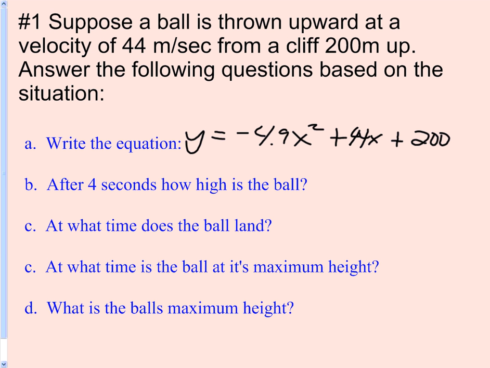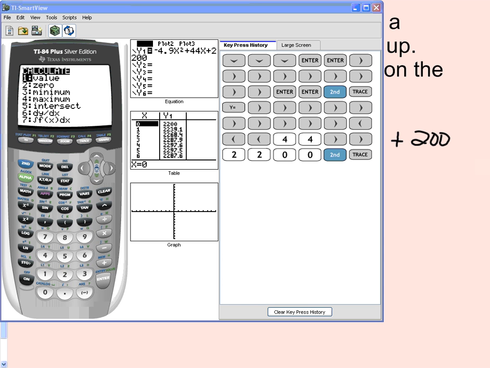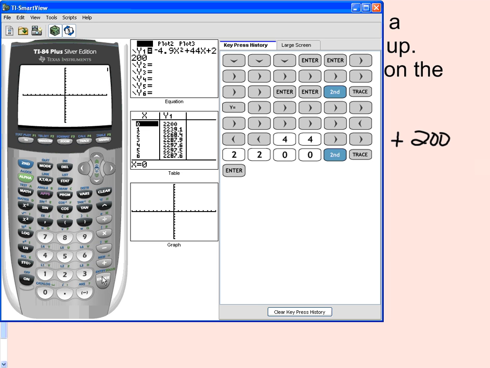I would take my calculator, and I would type it in, and I would use value. Okay, let's see if we can get that up. So I've got it in my calculator here, and I choose value. Uh-oh, and it graphed it. What is going on? Oh, there we go. And it wants a value for x. It wants it at 4 seconds, so I'm going to type in a 4. Enter. Did you get... Uh-oh, I messed up my equation.